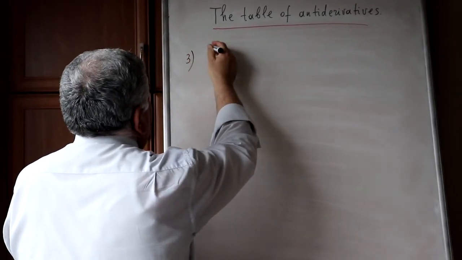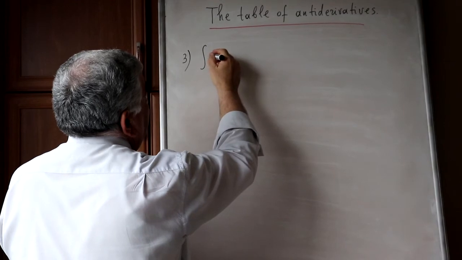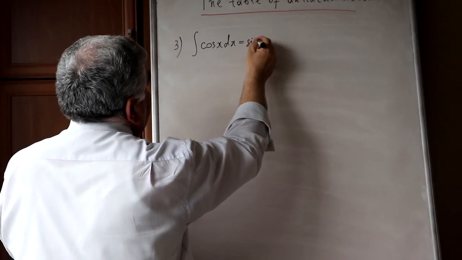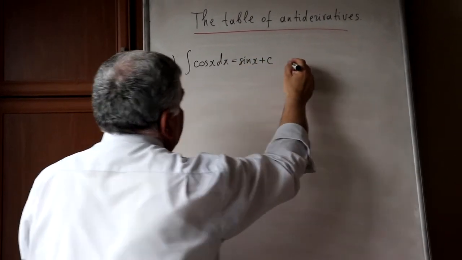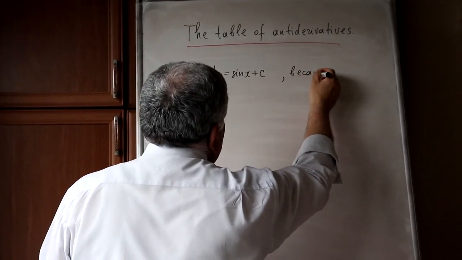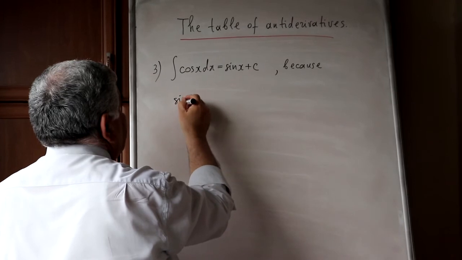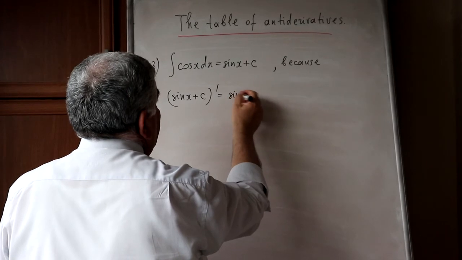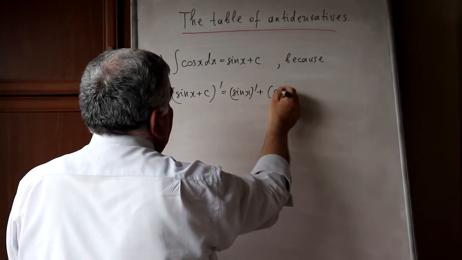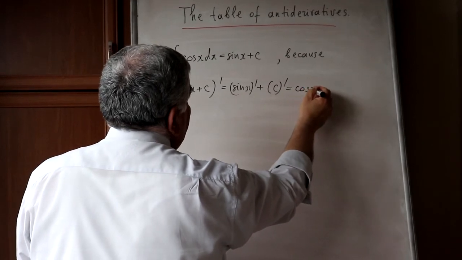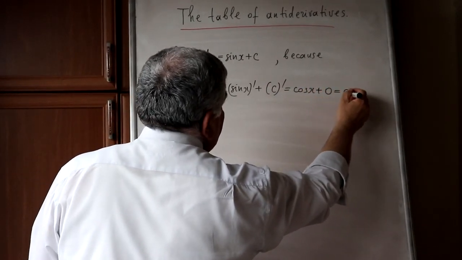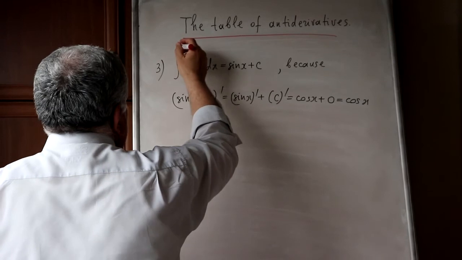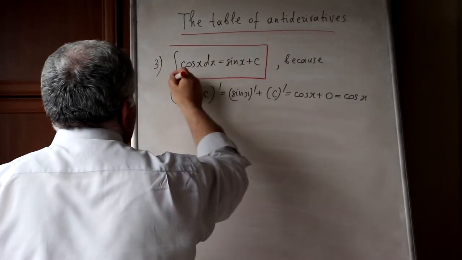Third formula, integral of cosine x dx is sine x plus c. Because sine x plus c prime is equal to sine x prime plus c prime, which is equal to cosine x plus 0, which is equal to cosine x. Therefore, integral of cosine x dx is equal to sine x plus c.